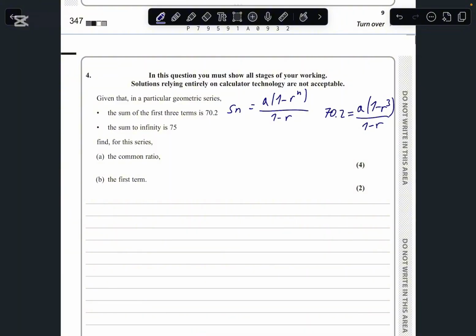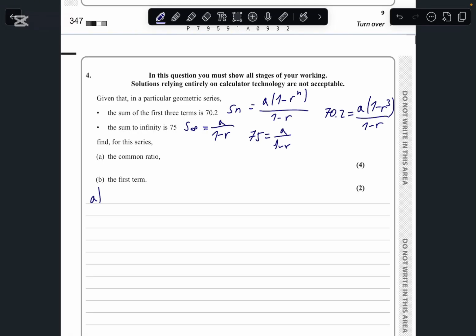The sum to infinity, since in order for it to be a sum to infinity, r must be smaller than 1. So then we can just use this formula, where sum to infinity is equal to a over 1 minus r. Both are given in the formula sheet, so you will not have to memorize this. And then if we put the sum, which is 75, to be equal to a over 1 minus r. And in part A, we need to find the common ratio.